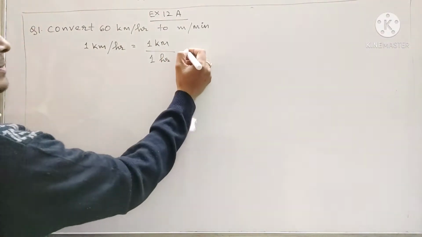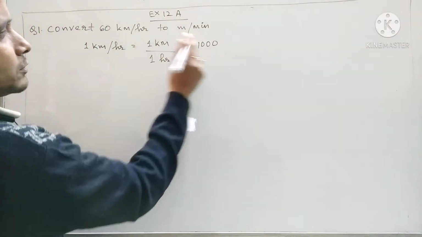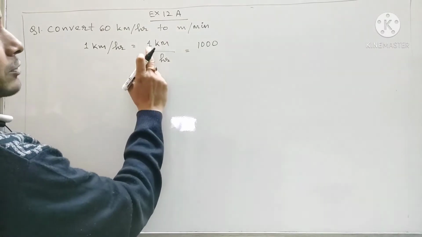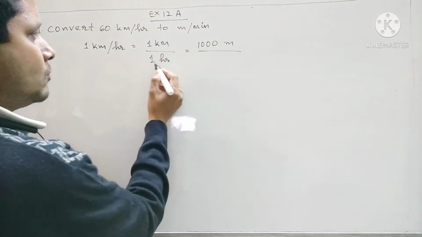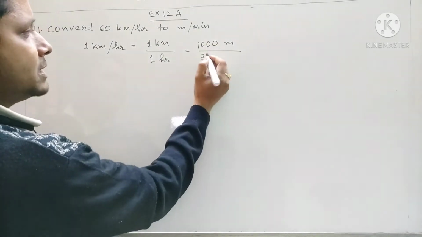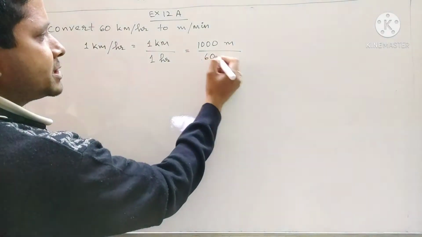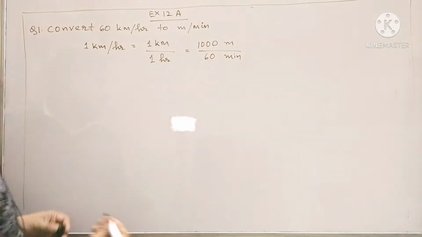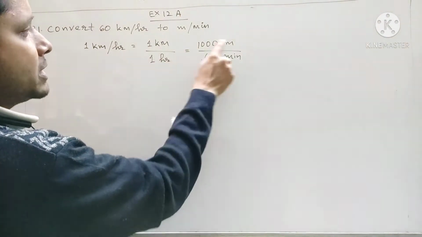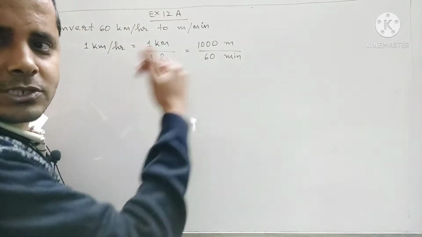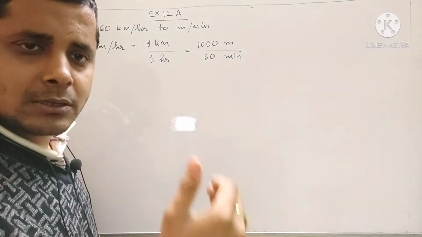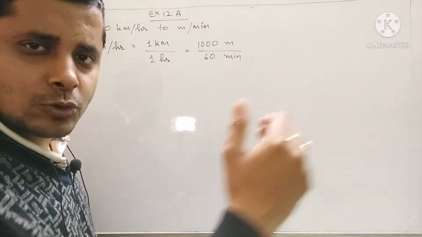So 1 kilometer means what? We have to convert kilometer to meter. So we know that 1 kilometer is equal to 1000 meter, and 1 hour is equal to how many minutes? It is equal to 60 minutes. Correct? So 1 kilometer is equal to 1000 meter and 1 hour is equal to 60 minutes. We have just converted hour to minute and kilometer to meter.